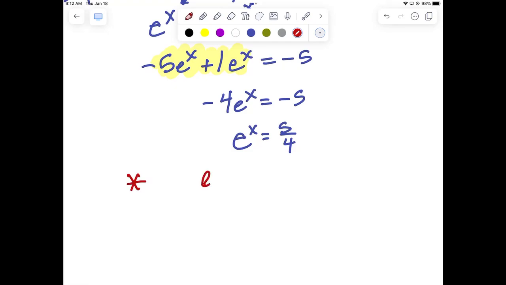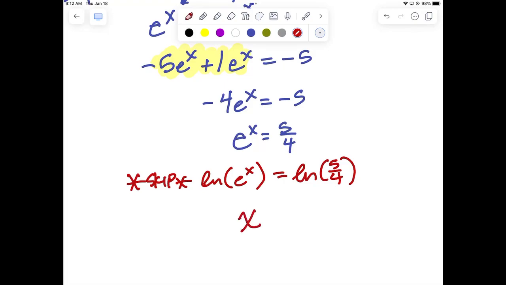Now, watch this. You don't have to show this step. The natural log of e to the x equals the natural log of 5/4. You can skip this step if you want and go straight to this. What is the natural log of e to the x? It's just x because the natural log of e is 1. So you get x equals the natural log of 5/4. No, because we didn't use the theorem here. We just took the natural log of both sides and we evaluated it. The natural log of e to the x is x. That's only when you get the bases the same, right?